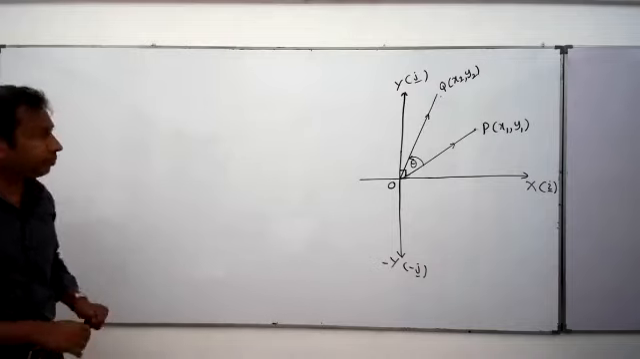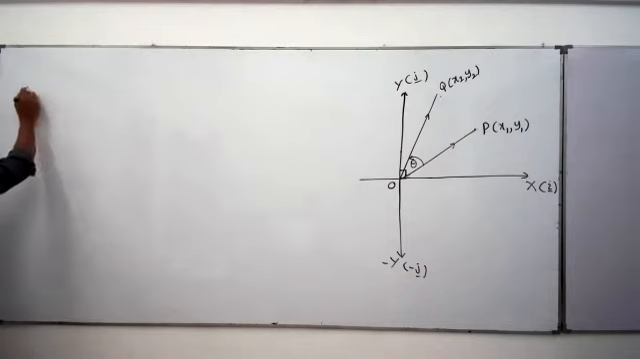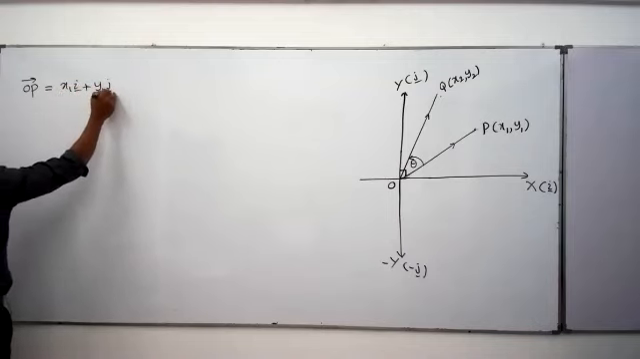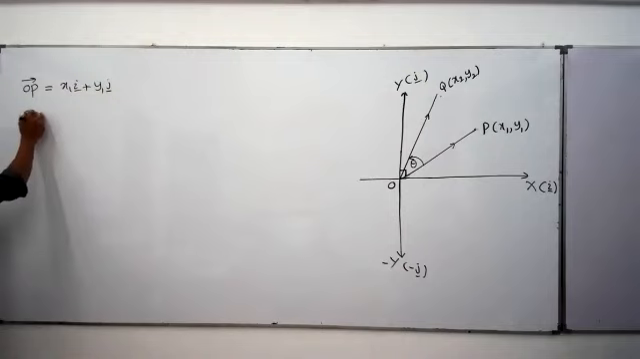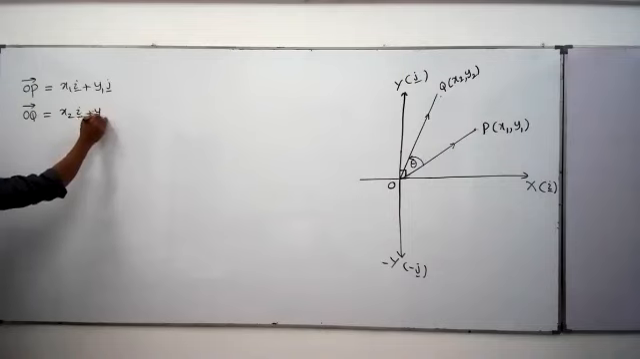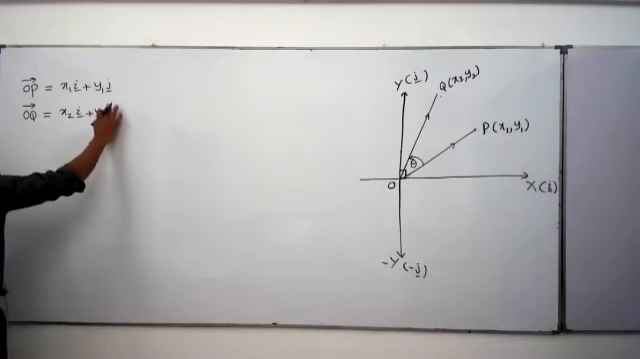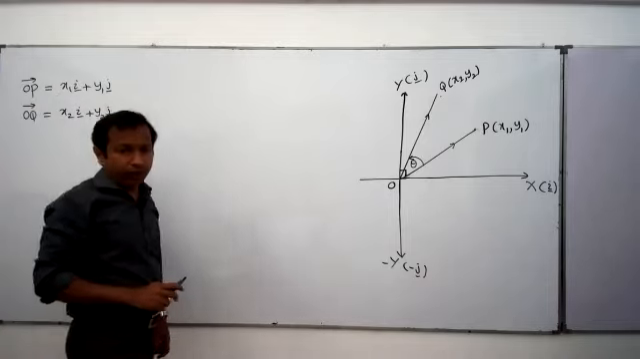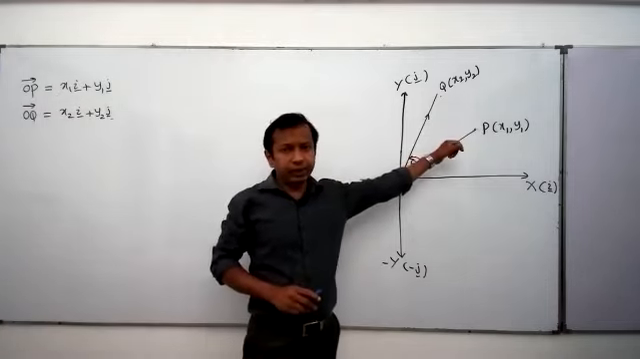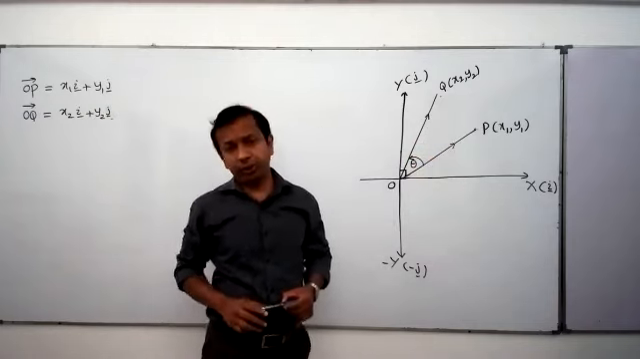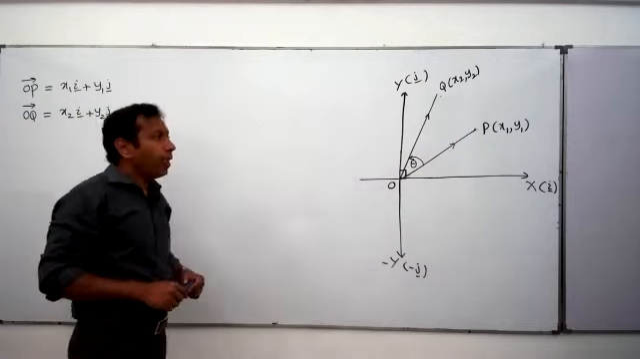You can write OP vector as x1i plus y1j, and OQ vector as x2i plus y2j. This is okay, no? We have learned that when we are given the coordinates of a point, we know how to write the position vector of that point. We learned that before.